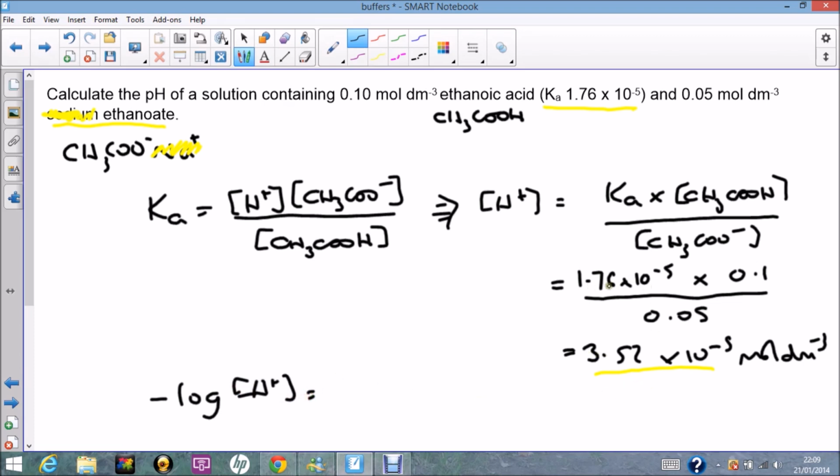So again, leave your answer in your calculator until you get to the very end of this question so that you don't introduce rounding errors. You should get a pH of 4.45, which would be about right considering that we're using a weak acid for a buffer.